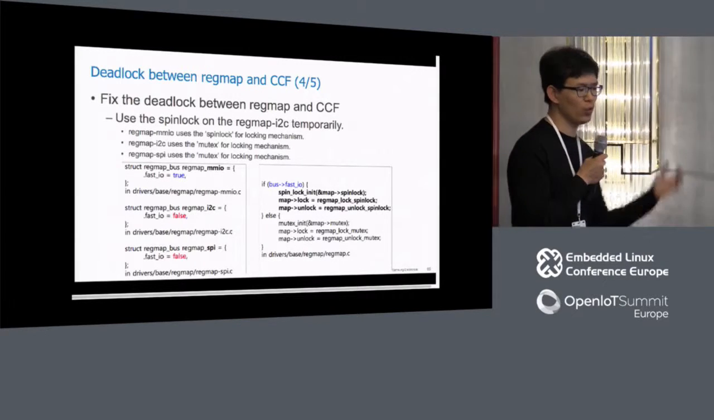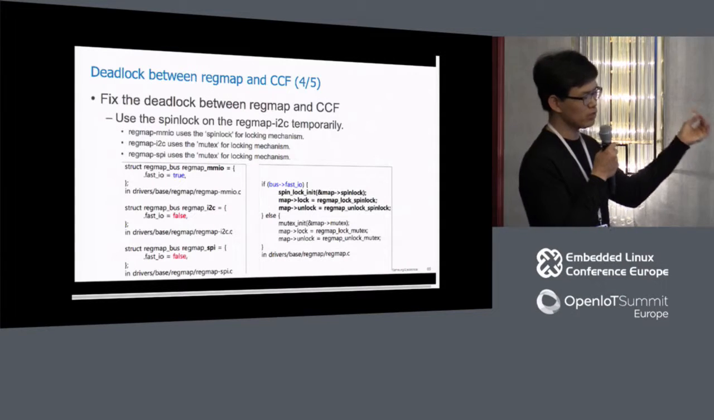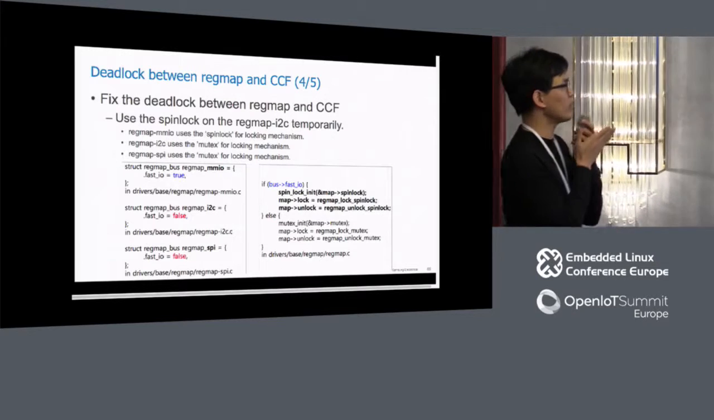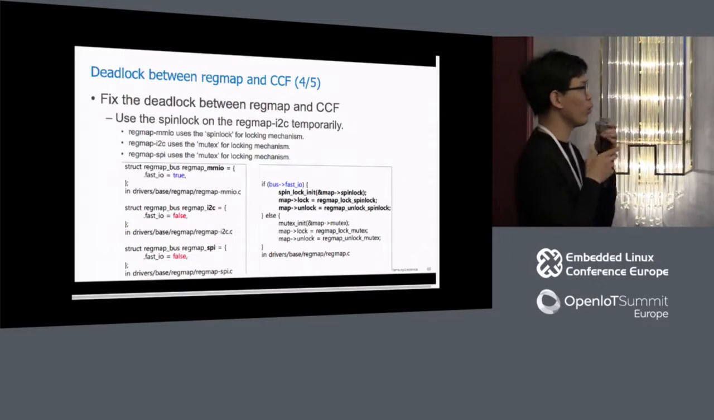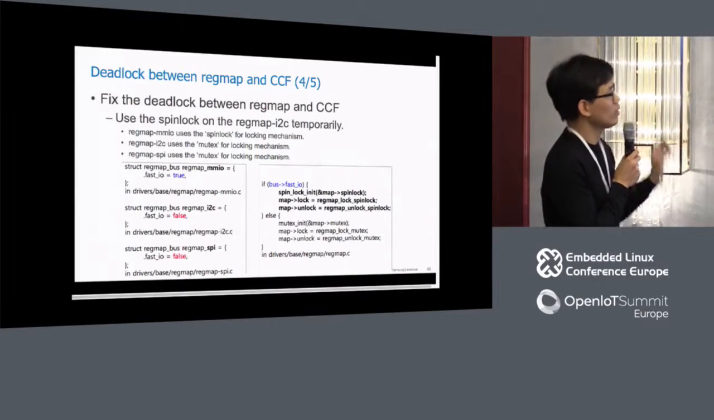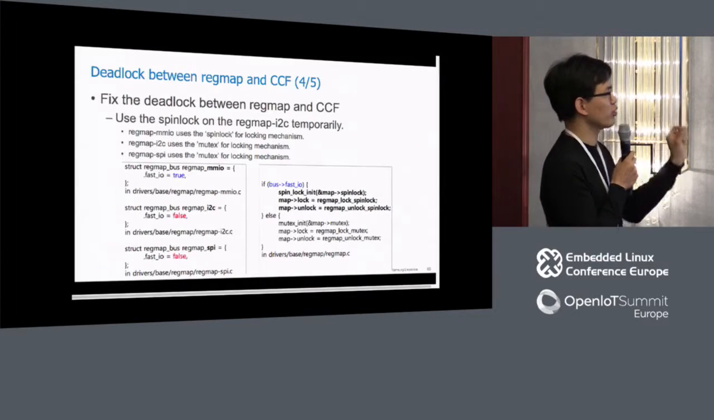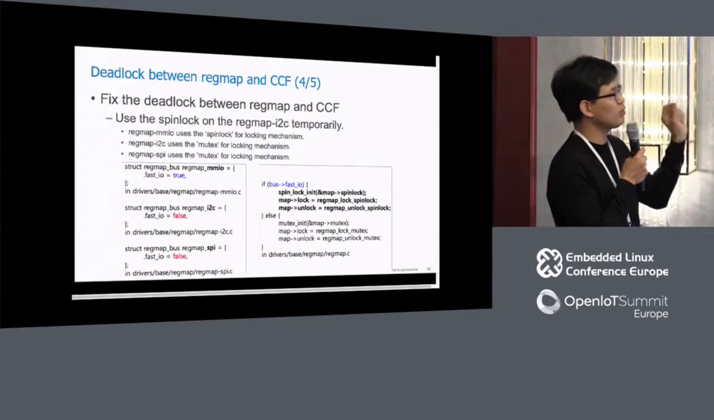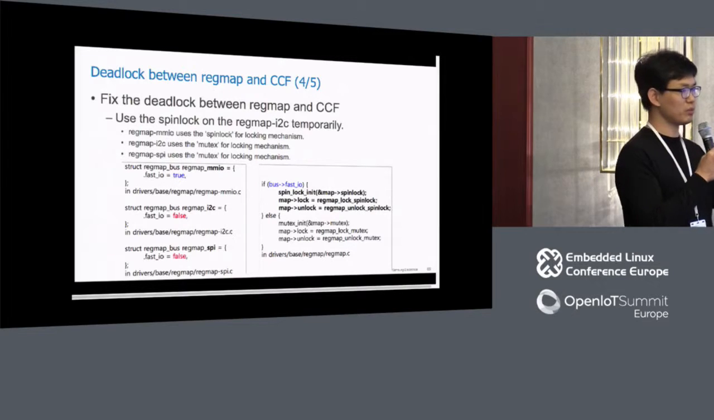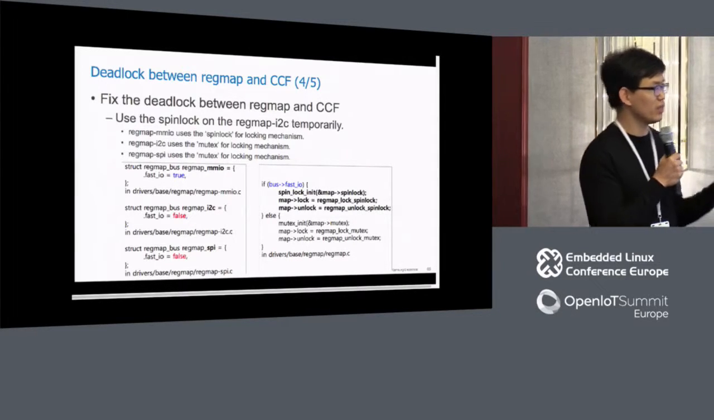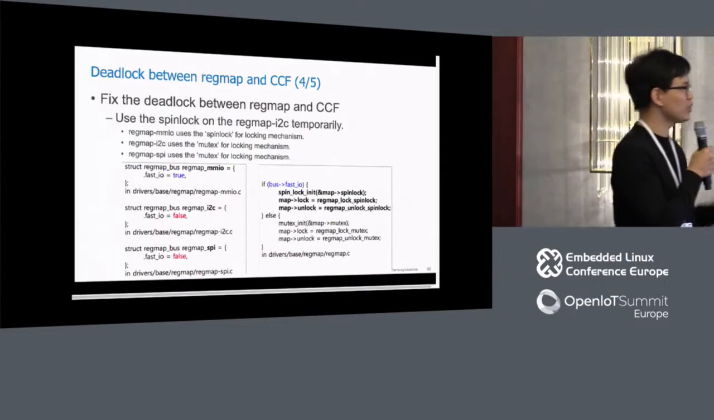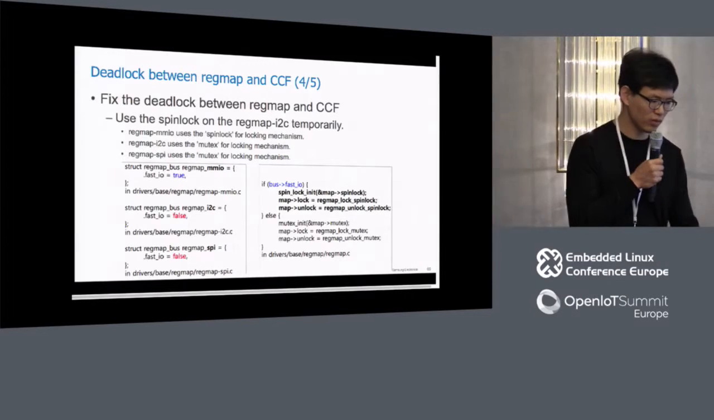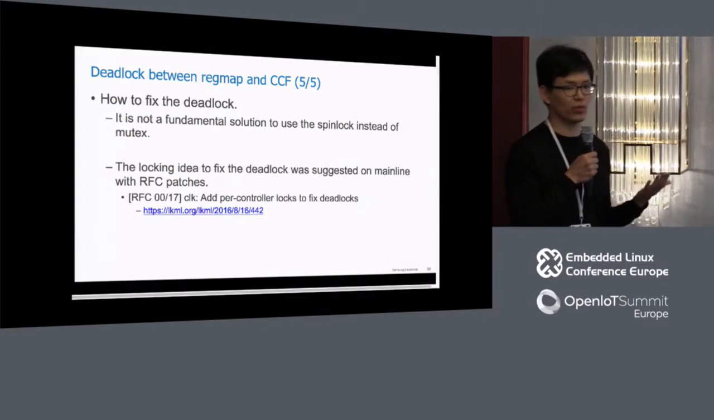I also tried to check the regmap side. The regmap subsystem has three buses: MMIO, I2C, and SPI. The regmap MMIO driver uses only a spinlock for speed. The regmap I2C and SPI drivers use a mutex for the locking system. If we use regmap MMIO, there are no issues. So if we change the locking mechanism to a spinlock, there is no issue. But also, it is not a fundamental solution.